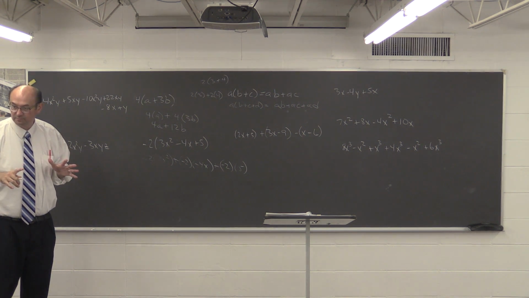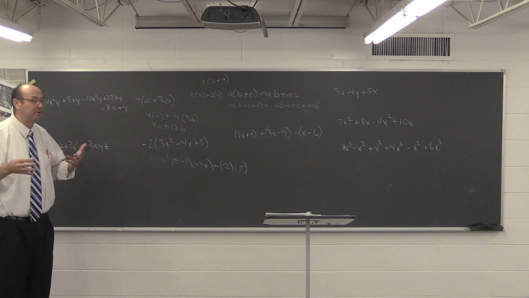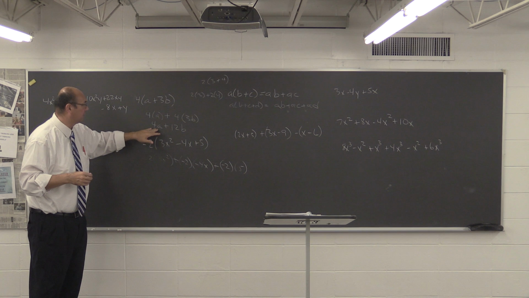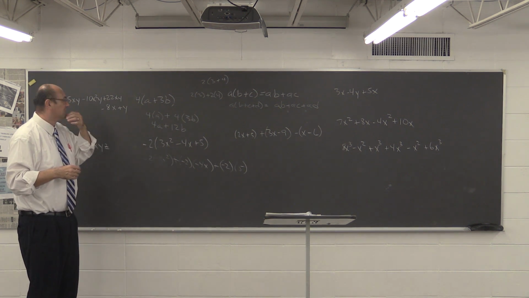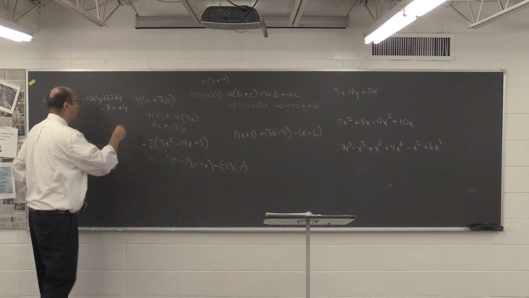We're done. Can't do anything else. That's the beauty of the distributive property. 4 times (a plus 3b) is 4a plus 12b. You say, Mr. Grace, if I get good enough, I bet I can just look at that and go, watch.